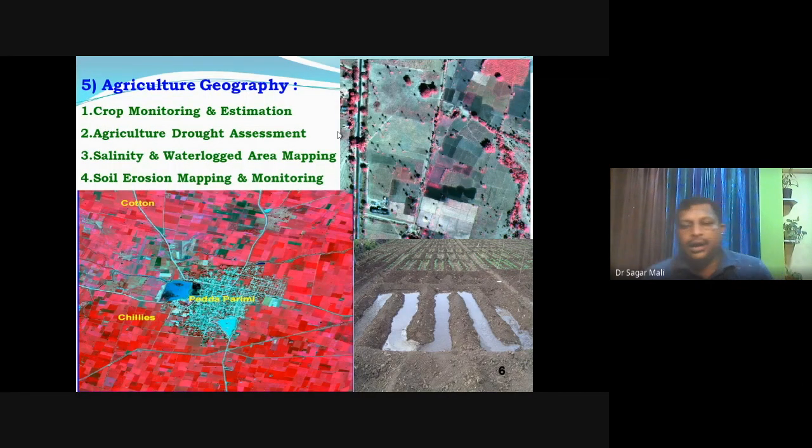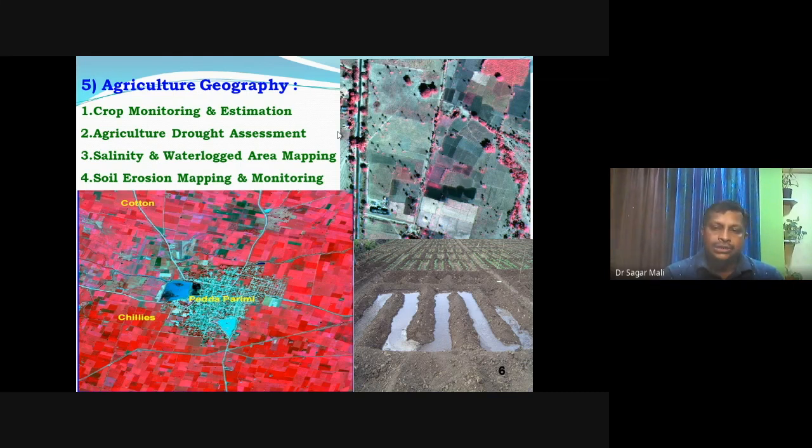Another area of the remote sensing use in geography is agriculture geography. Agriculture is a very big source of food for the growing population, right? According to the Malthusian law, the population is increasing very rapidly at a geometrical rate, but the resources are increasing at a mathematical rate. So there is an increasing gap between the population and the food. So more of the population is depending on the available agriculture land for meeting the demand of food.